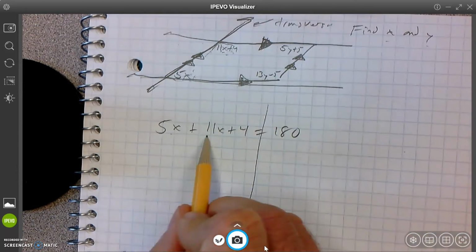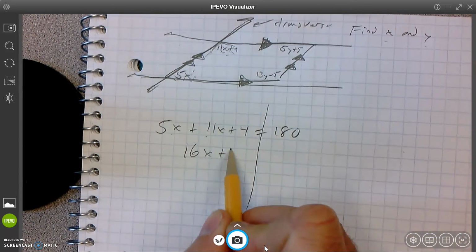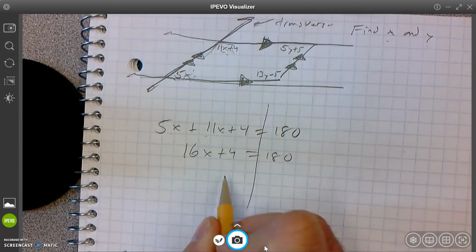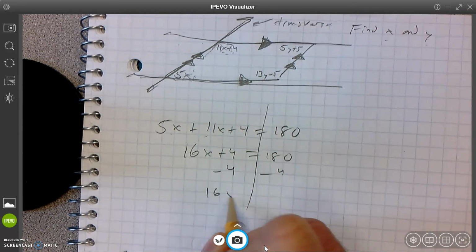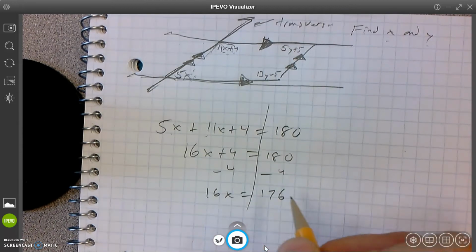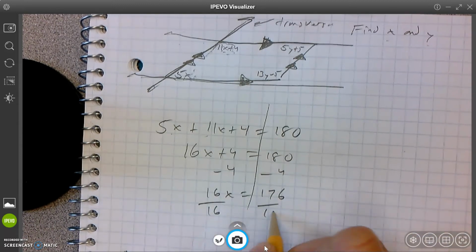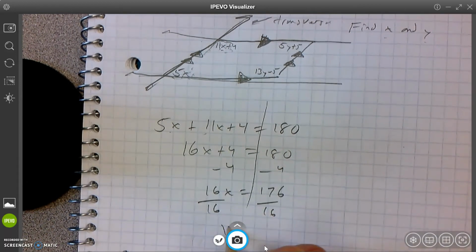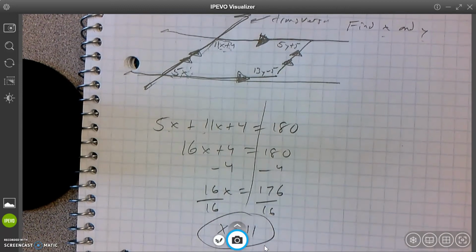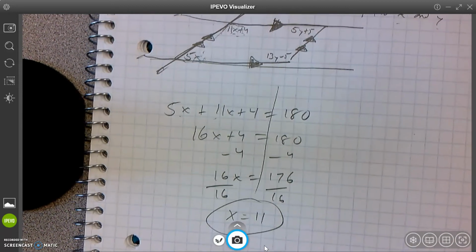Combine like terms. 16x plus 4 equals 180. Solve it with me. What do you get? Minus 4. 16x equals 176. Divide by 16. This should be automatic at this point. You should have no trouble solving equations. If you do, you got to get on Khan Academy and practice. There we go. X equals 11. Got it.